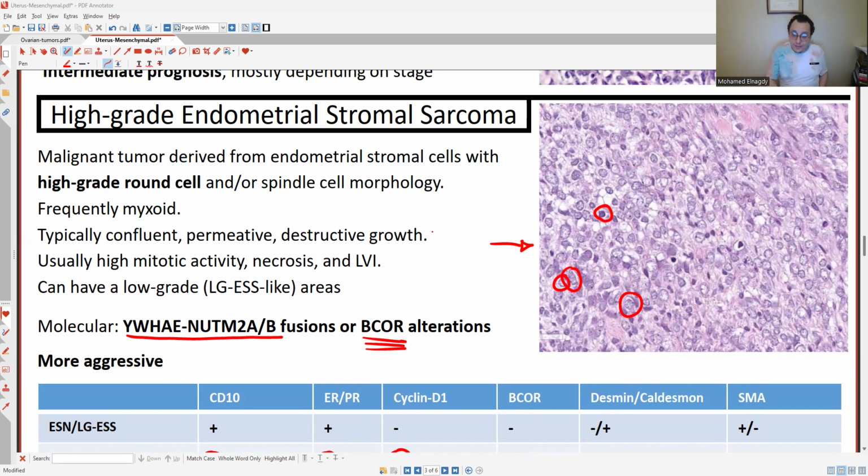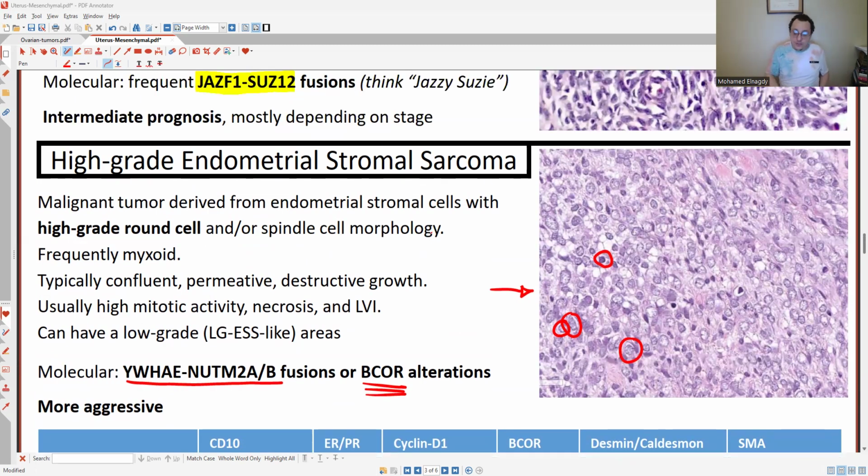All right. So that's the high grade. So high-grade endometrial stromal sarcoma. You see these high-grade cells, and CD10 and ERPR are usually negative, and cyclin D1 is usually positive. So see high-grade rounded cells or spindle cells. Sometimes it's usually rounded cells. Sometimes you see some kind of permeative destructive growth, high mitotic activity, high necrosis, LVI, of course.